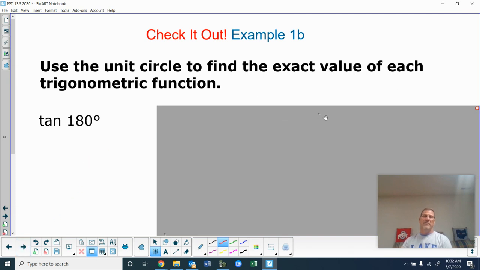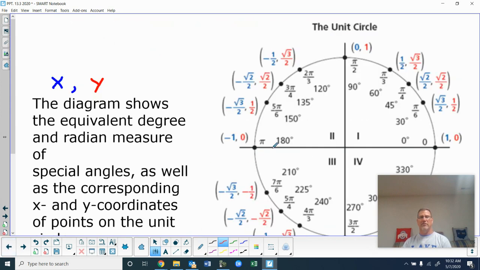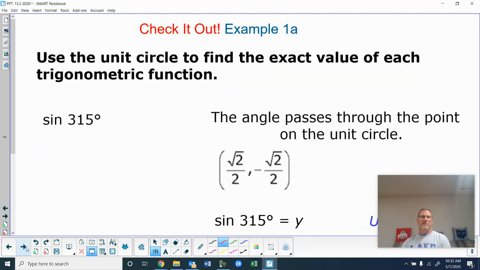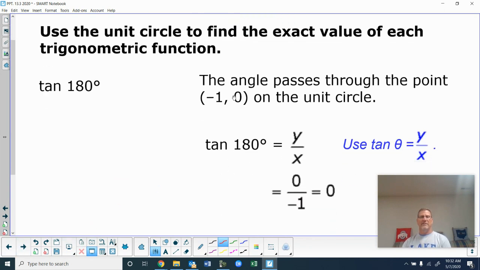Okay, 180. All right, so again, if we're looking at our picture, 180, remember, is halfway around. That's over here. That point is negative 1, 0. Remember, this circle has a radius of 1. So when we're on either the x or y axis, it's just 1 in that direction. So since we went left for 180, it's a negative 1, 0. All right, so they're going to use those points to answer this question.